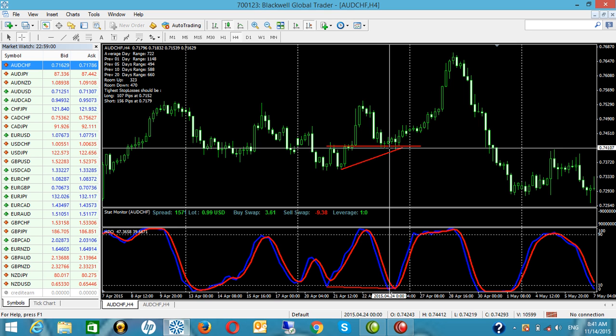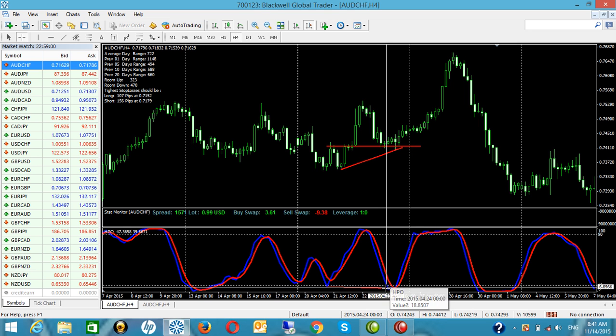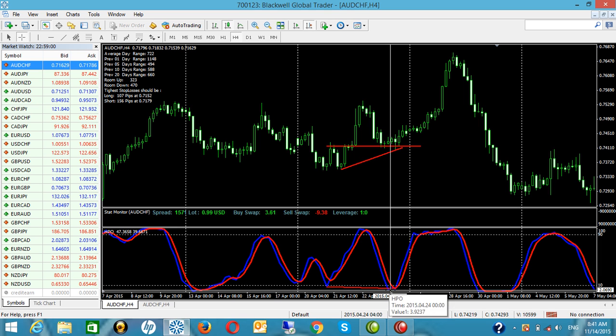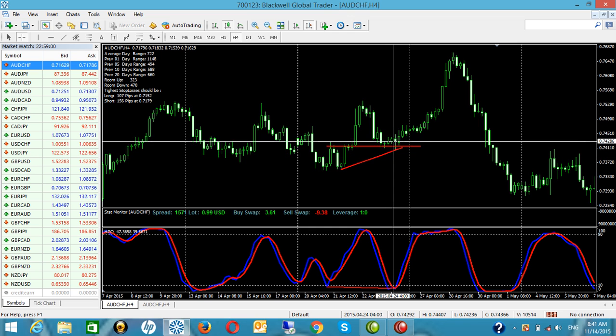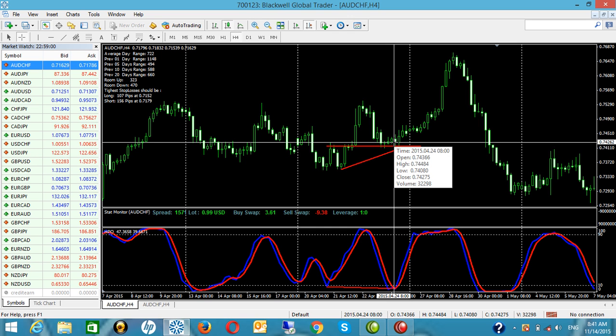And then the last confluence is that the oscillator has to be in the oversold region. At the close of this candle, you pick your buy position. How simple can that get?